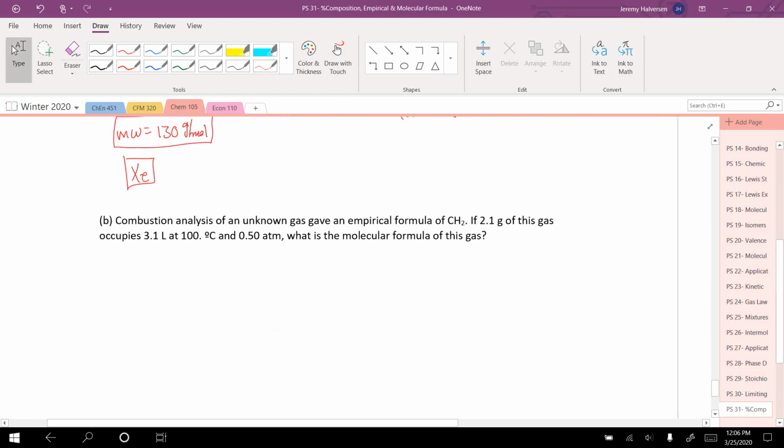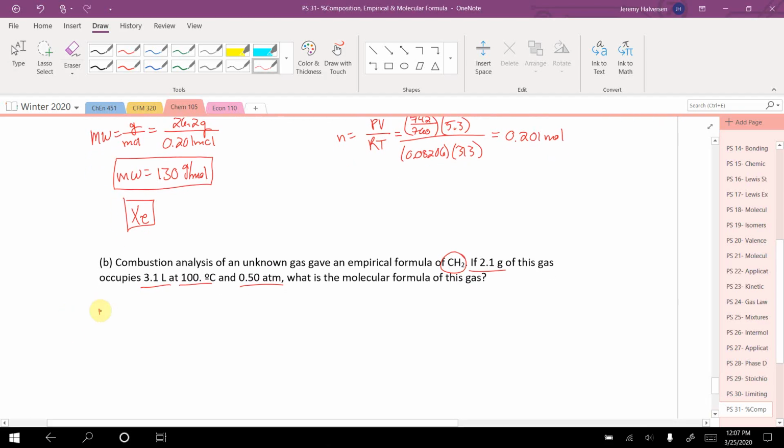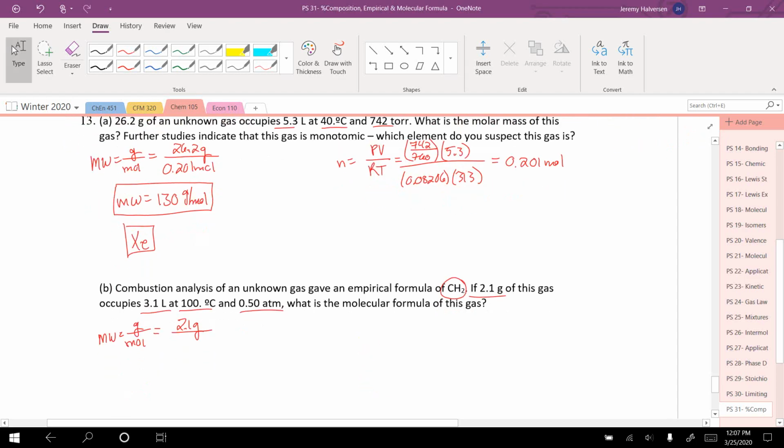Okay, combustion analysis of unknown gas, given empirical formula CH2. If 2.1 grams of this gas occupies this volume at this temperature and this pressure, what's the molecular formula? So the idea here is if we have an empirical formula, to get the molecular formula, we need the molecular mass. We just showed in part A how to get the molecular mass from this type of information. So the molecular weight is going to equal grams over moles. Here we have 2.1 grams. Let's find our moles from this information.